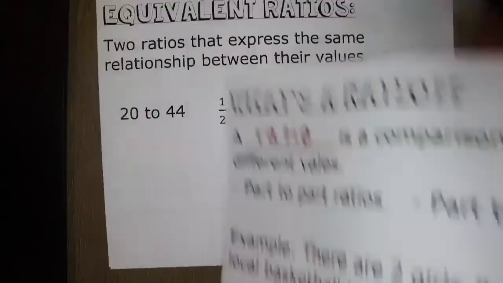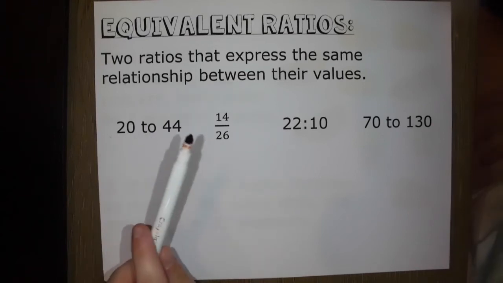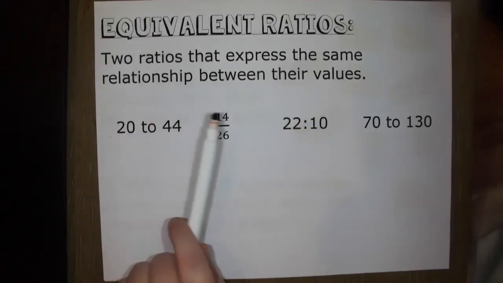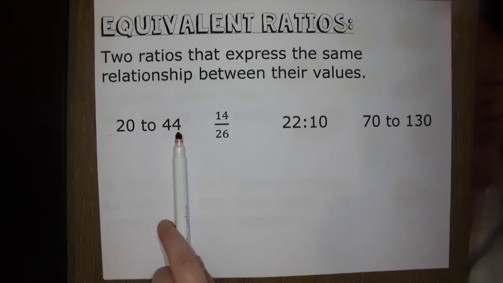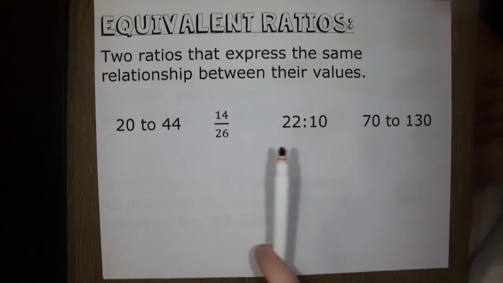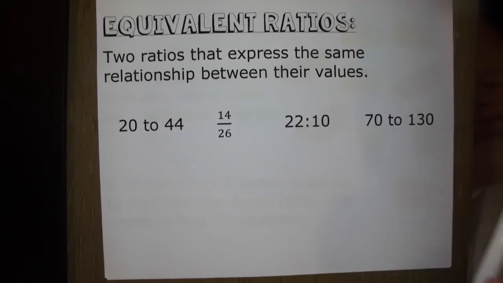Okay, so now we're going to get into equivalent ratios. And equivalent ratios are 2 ratios that express the same relationship between their values. It's just they're going to look different because there's a scale factor that separates them. The easiest way to identify whether or not ratios are equivalent with one another is to simplify them. So 20 to 44, 14 over 26, 22 over 10, and 70 to 130.